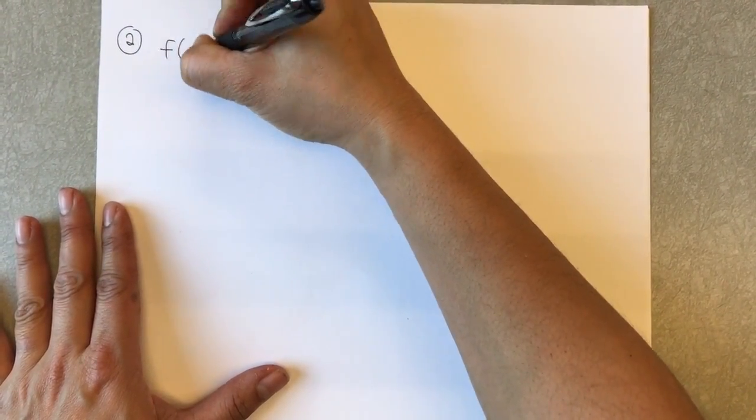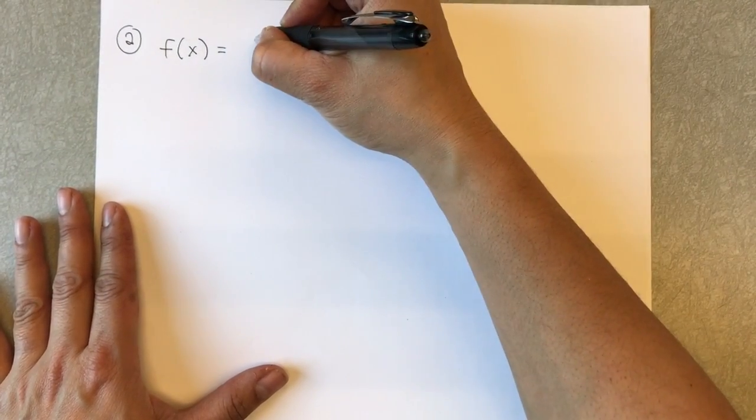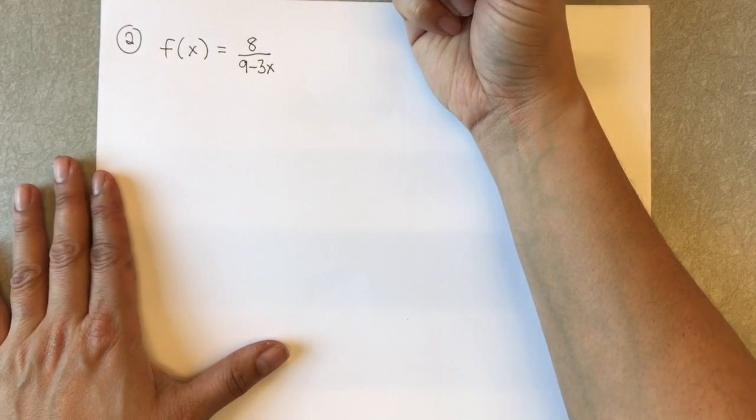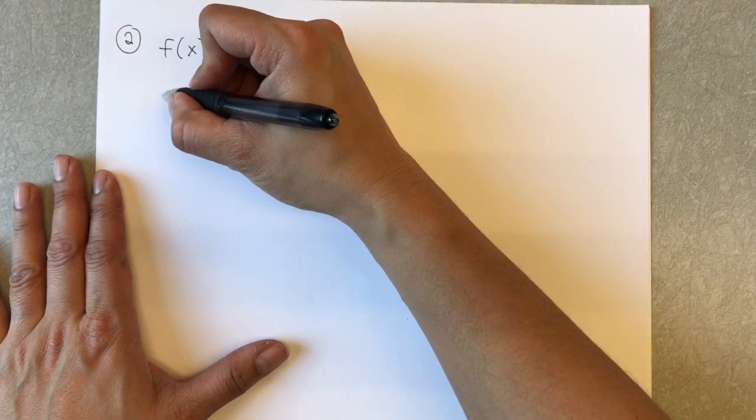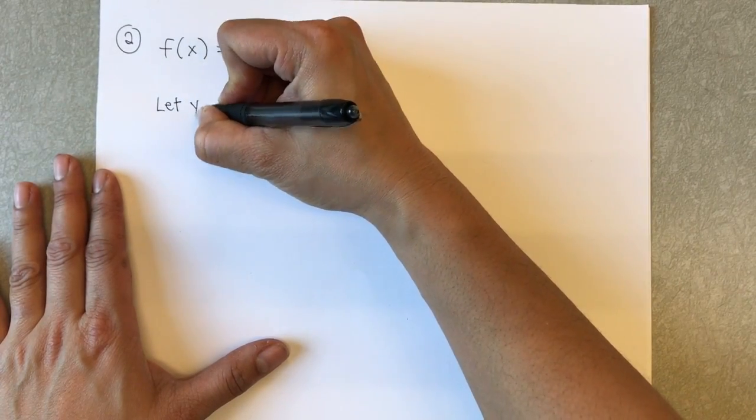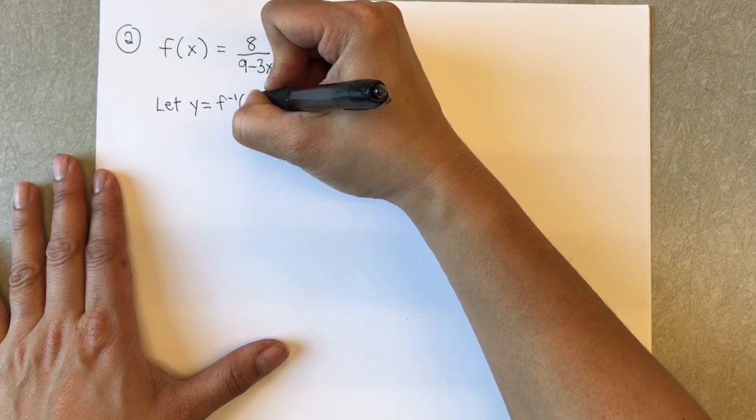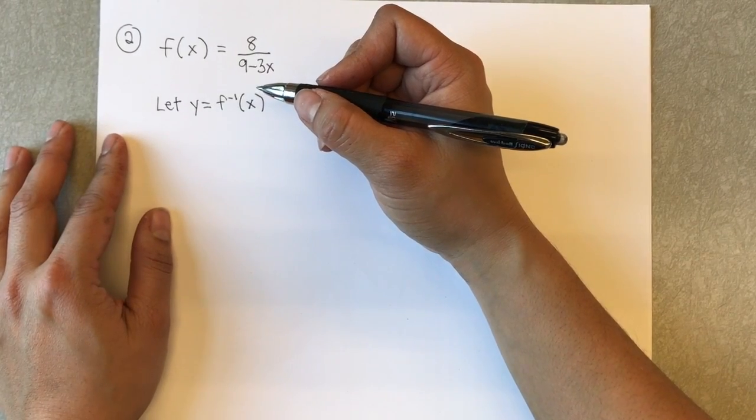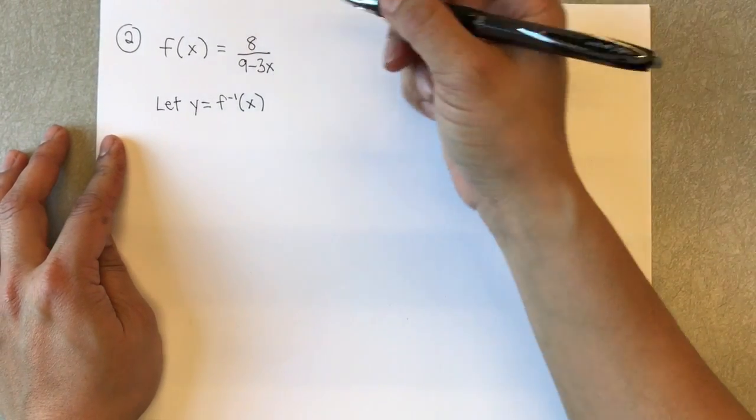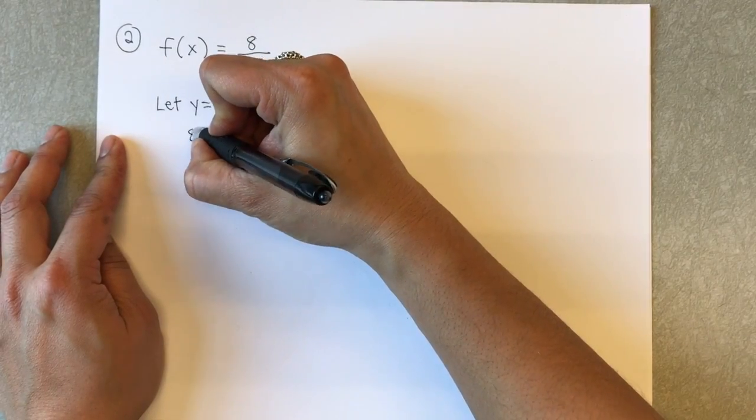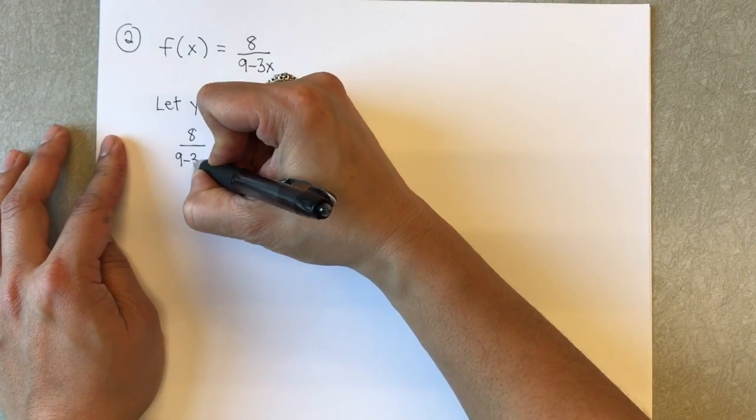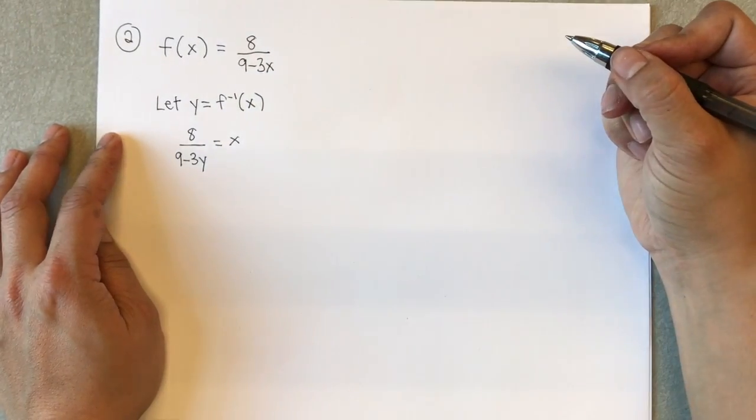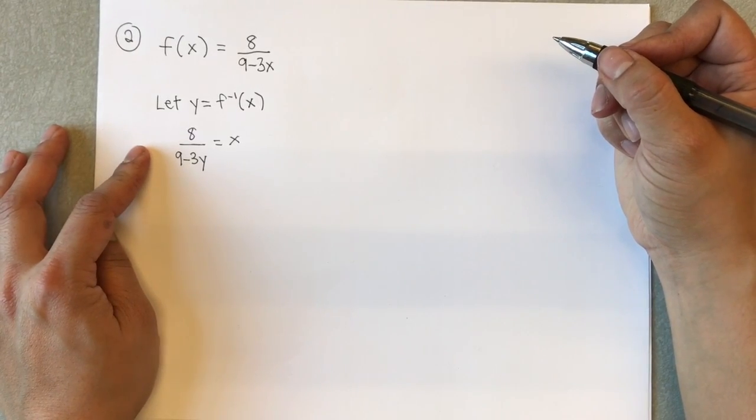f of x equals 8 over 9 minus 3x. The first step we'll do is say let y equals f inverse of x. And the input will then become the output, and we'll solve for the dependent variable. So 8 over 9 minus 3y, so y is now the input, equals x, which is now the output. And we will solve for the dependent variable y.